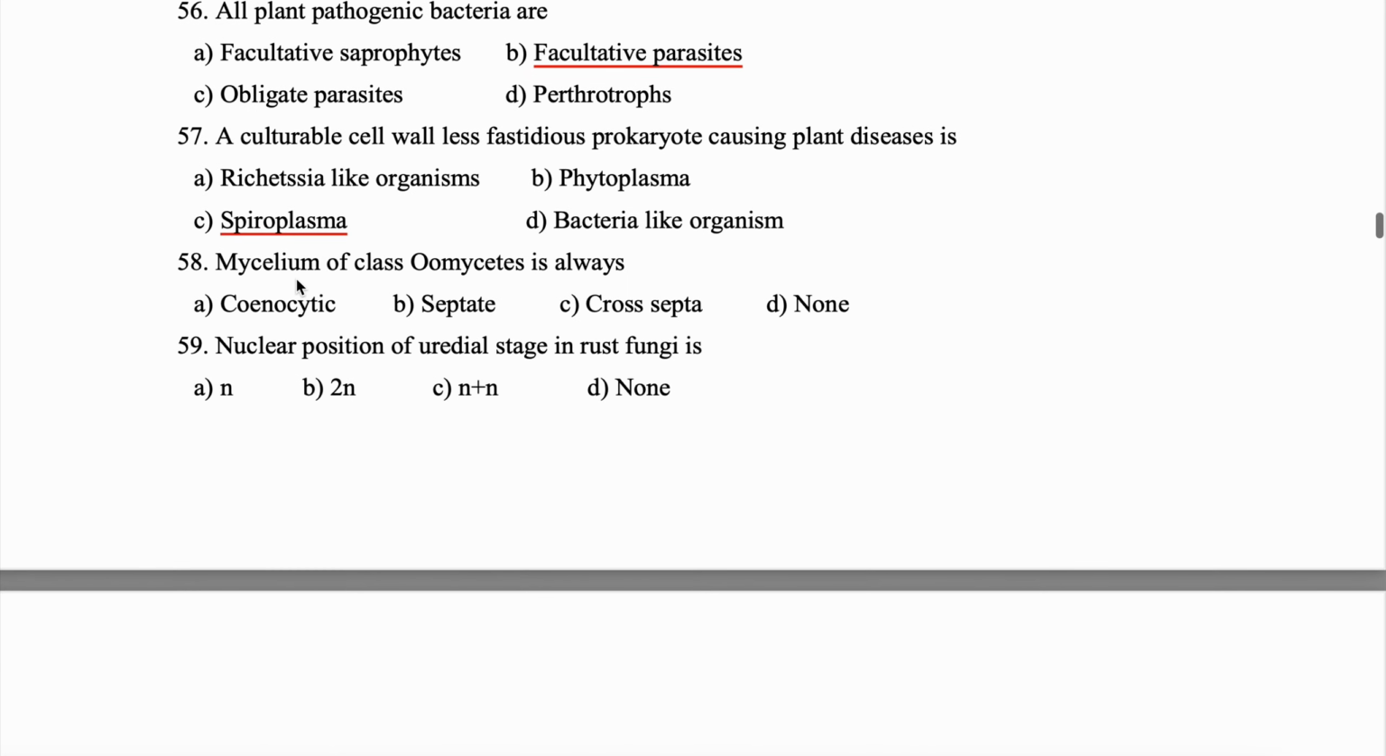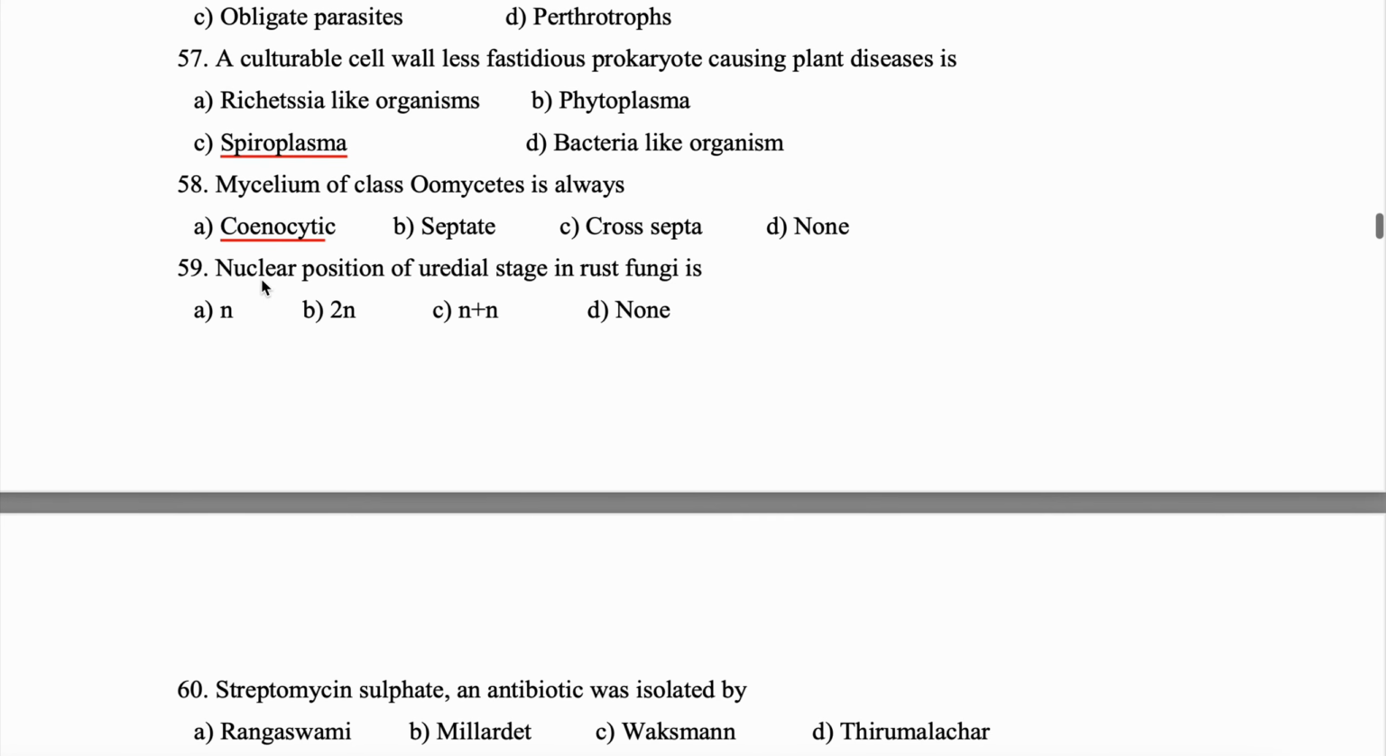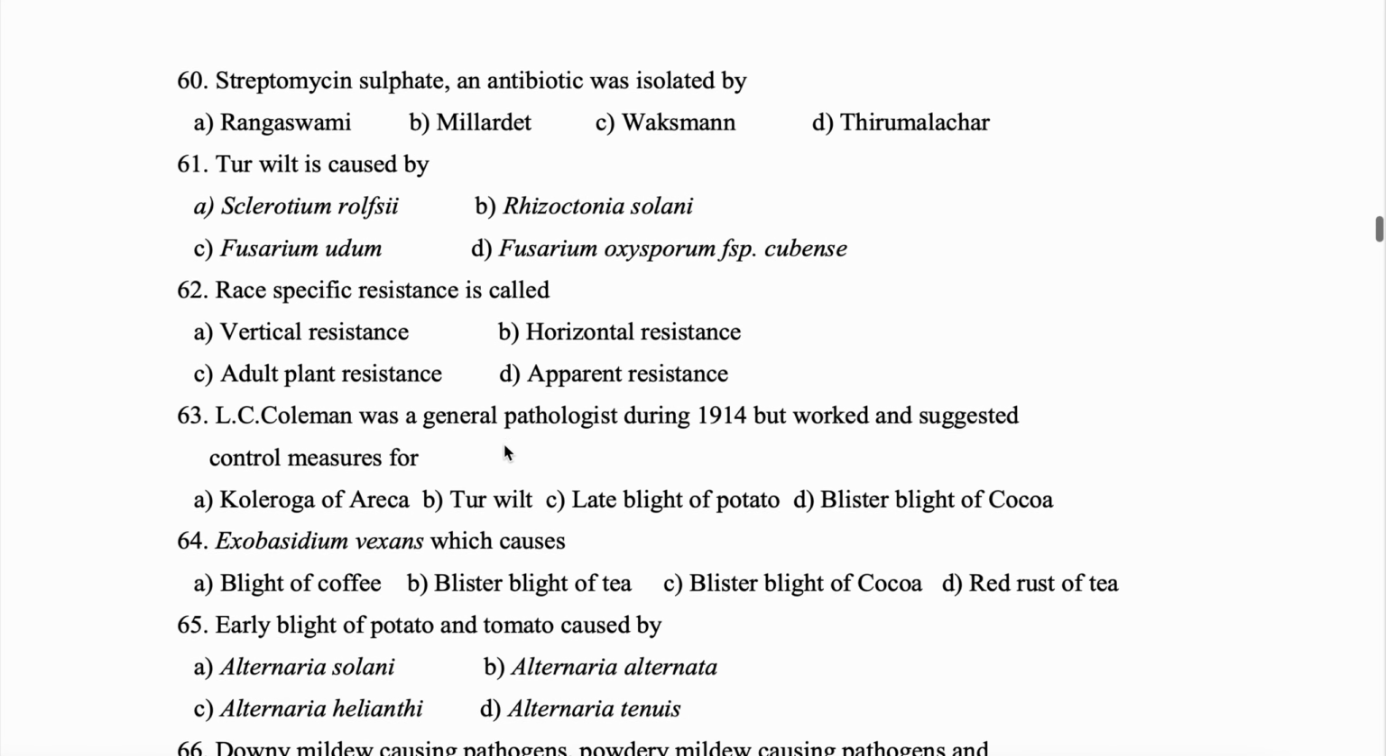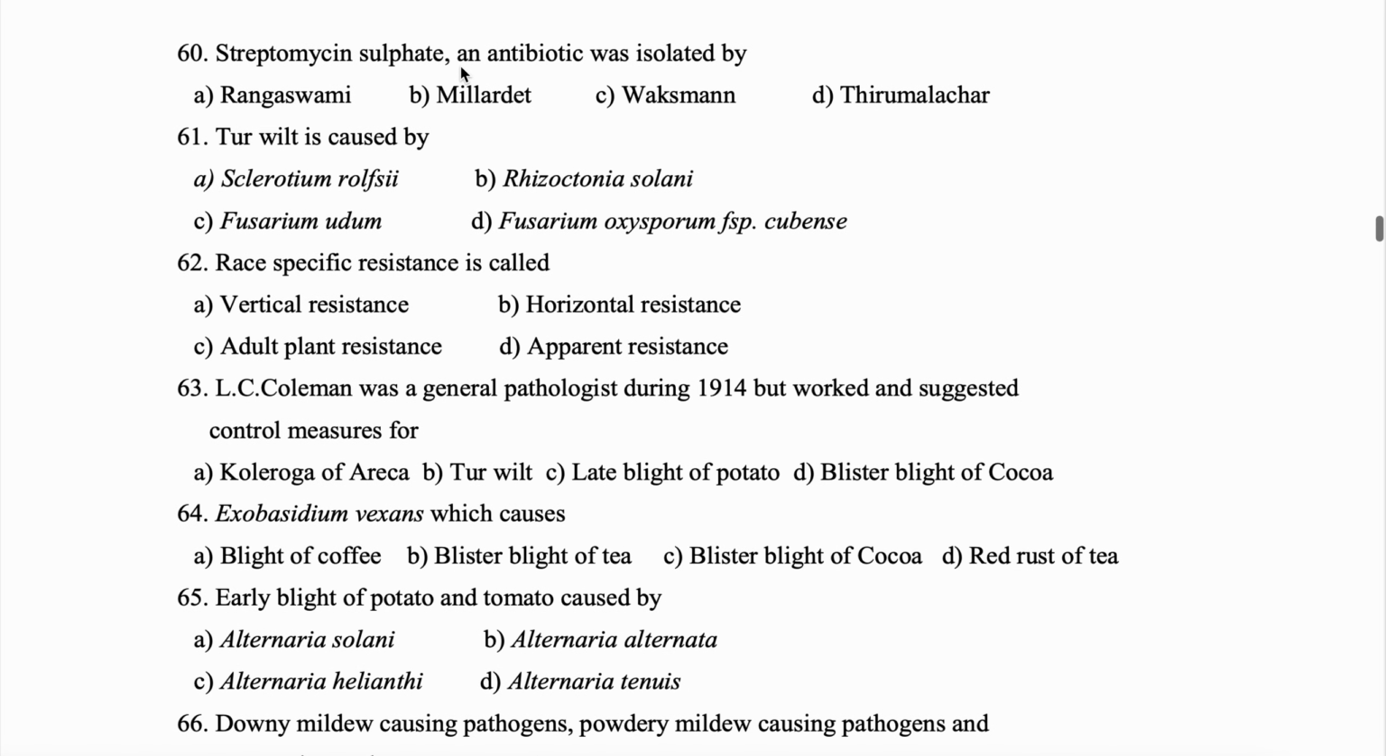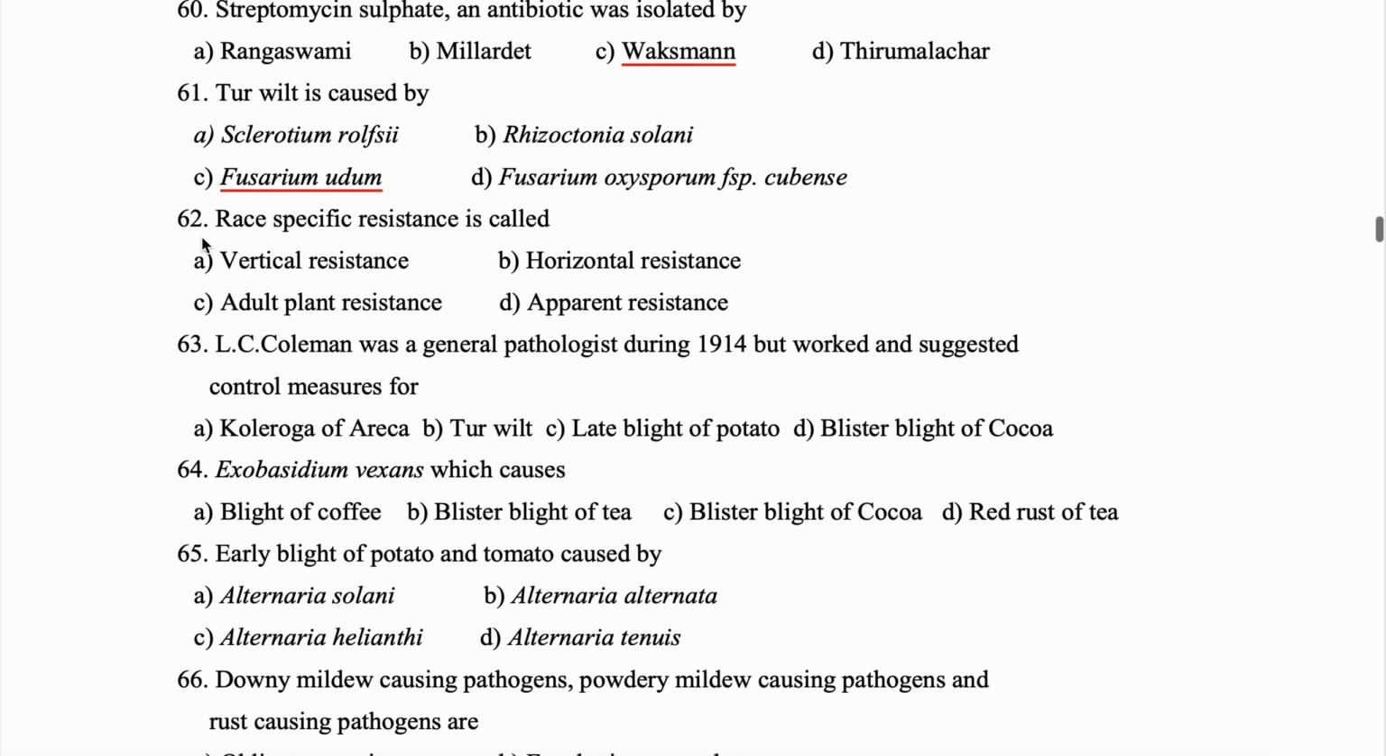Next, 58. Mycelium of class Oomycetes is always coenocytic. Next, nuclear position of the uredial stage in the rust fungi. It is n plus n. Question 60. Streptomycin sulfate, an antibiotic, was isolated by Waksman. Next, tur wilt is caused by Fusarium udum. Question 62. Race specific resistance is called vertical resistance.